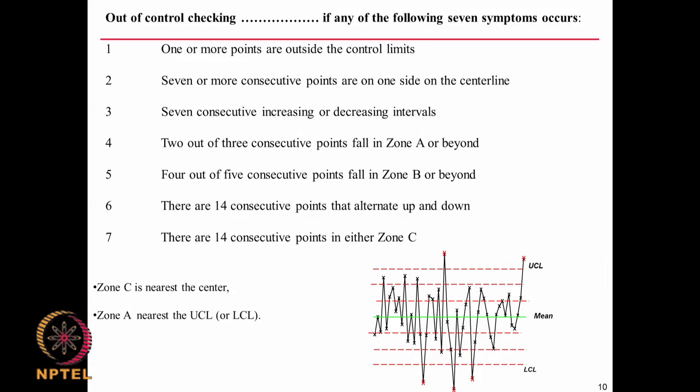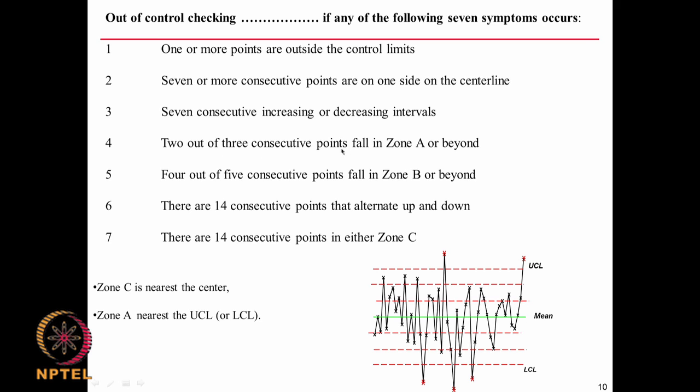So, you look at the data points, and from those data points you say yes, my process is going to go out of control. Before it goes out of control, you try to tell that the process is going to go out of control. So, one or more points are outside the control limits. Of course, suppose you have points like this, then obviously it is gone, no hope. 7 or more consecutive points are on one side of the center line. This is your central line. If 7 points are on one side, like this. 7 consecutive increasing or decreasing intervals, up down, up down, up down, up down.